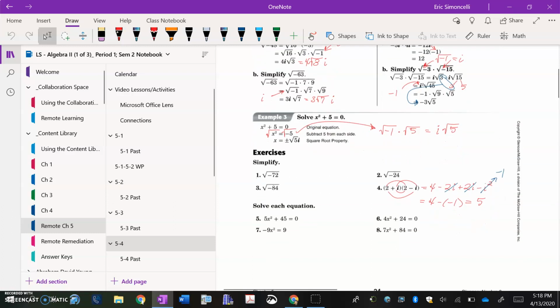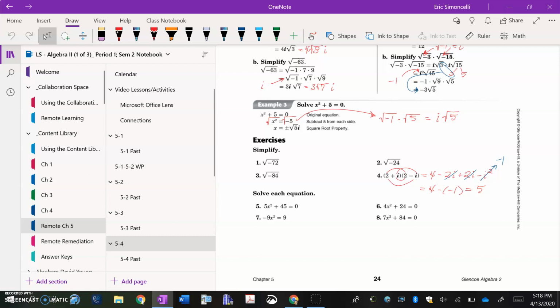So number 5, the question does ask you to solve each equation. What you'll do to start the process is subtract 45 from both sides. Okay, so 5x plus 45 equals 0. So when you subtract 45 from both sides and then divide both sides by 5, you'll end up with the following equation: x equals 9.